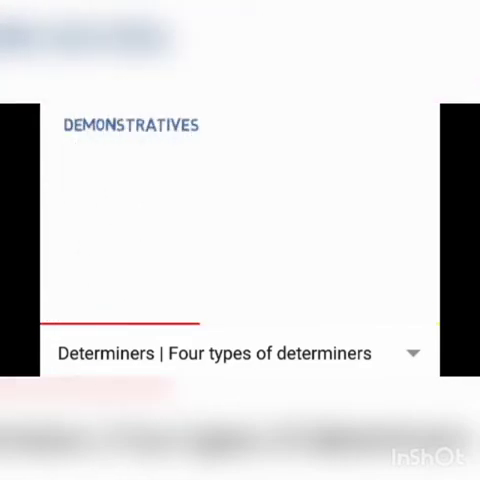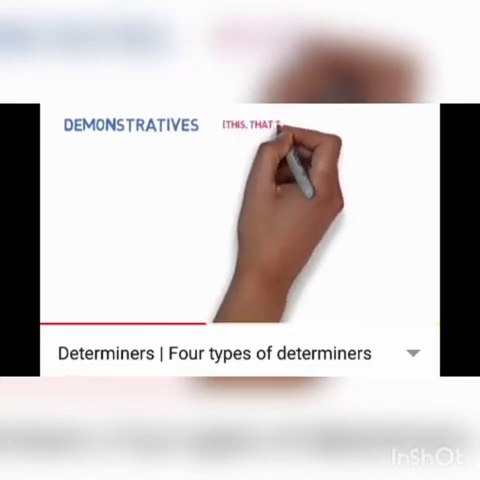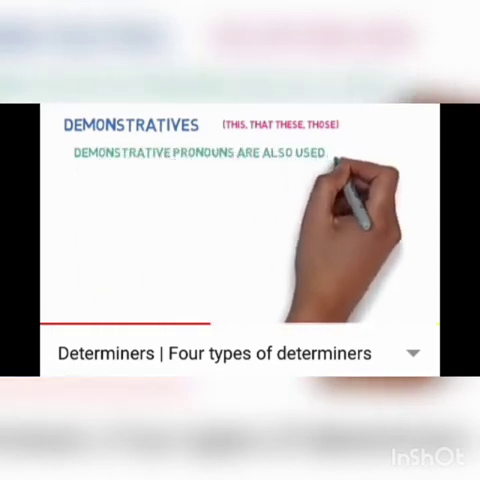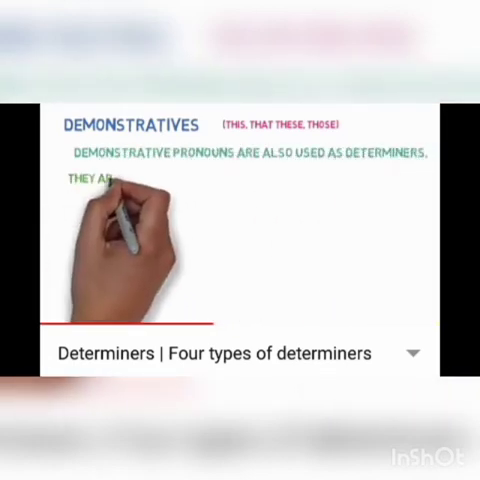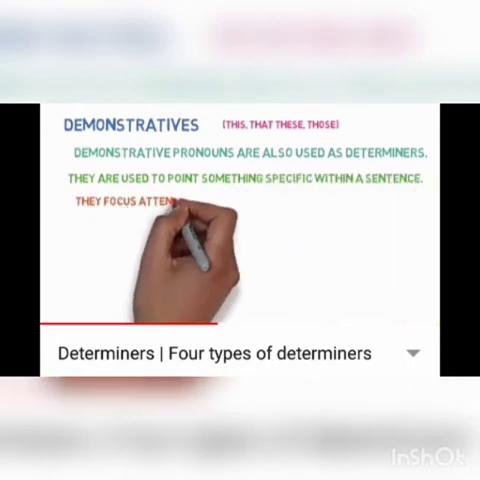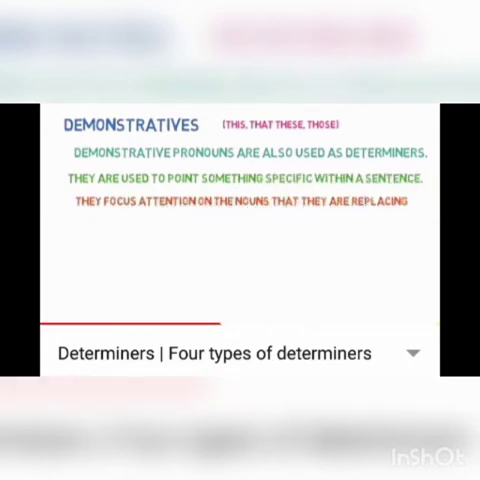Demonstratives, which are words like this, that, these, those. Demonstrative pronouns are also used as determiners. They are used to point to something specific within a sentence. They focus attention on the nouns that they are replacing. Let's see examples of them.